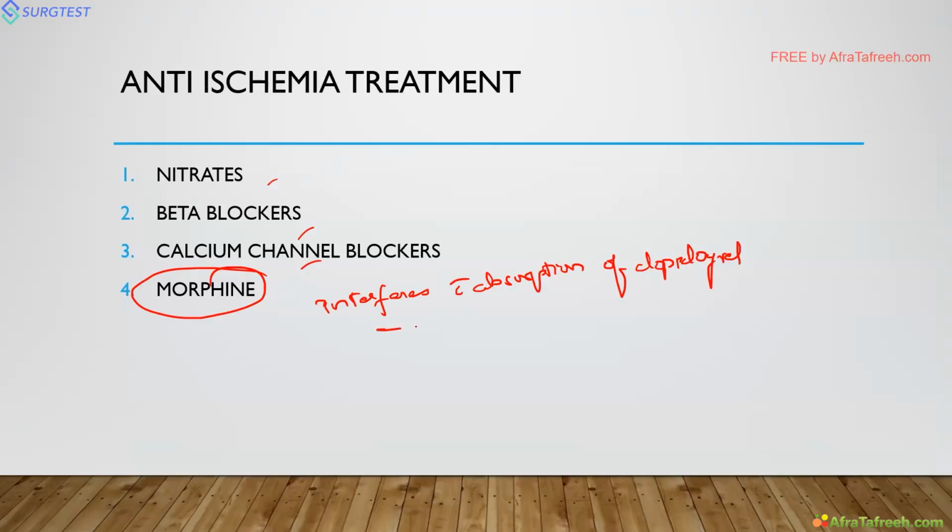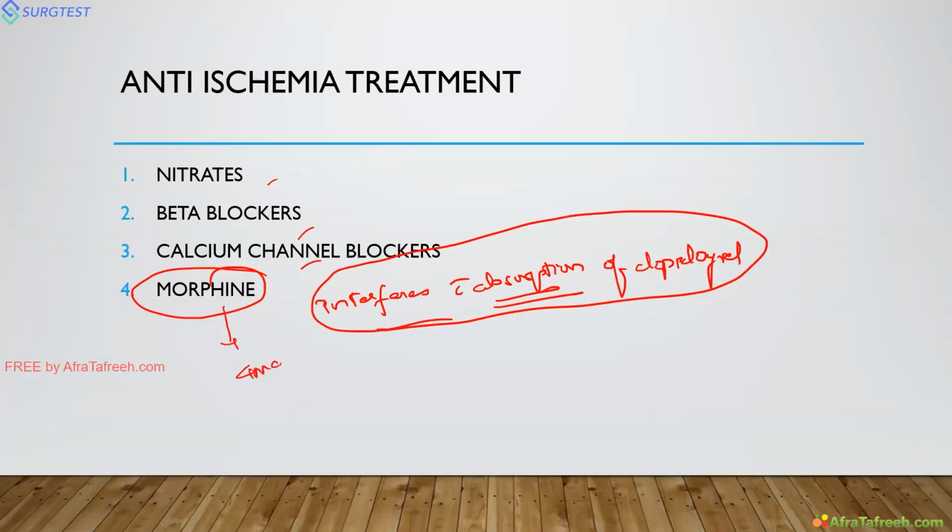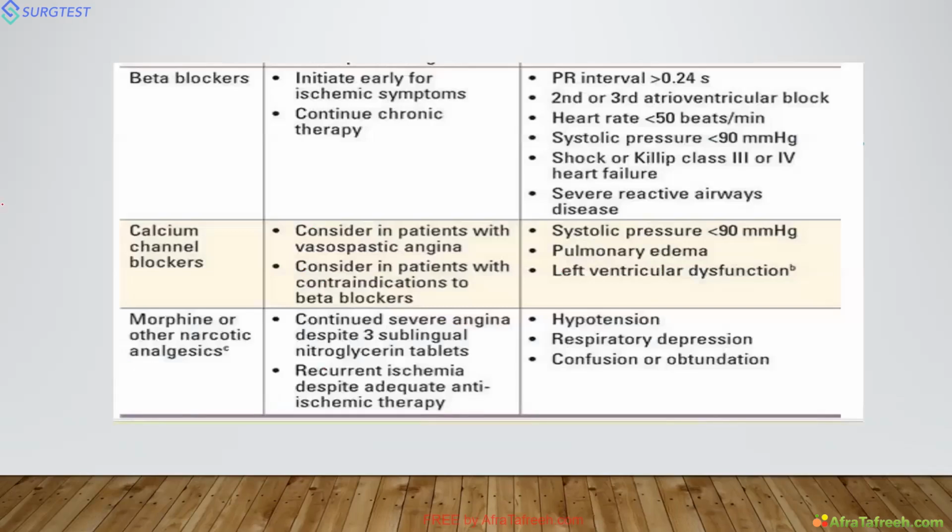So you should not use routine morphine for all patients with STEMI or NSTEMI. It interferes with the absorption of clopidogrel. You can give morphine slow IV, 4 mg IV slowly. You can give 1 to 2 repeated doses. So this we already discussed: beta blockers, calcium channel blockers, and morphine. Morphine you can give whenever there is recurrent ischemia despite 3 sublingual nitrate tablets. It also has side effects: hypotension, respiratory depression, confusion, all these things. Okay. So next, we give anti-ischemic acute treatment for pain.